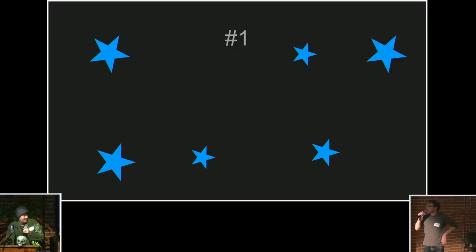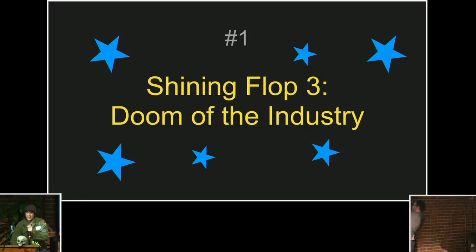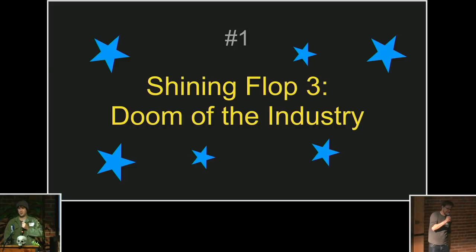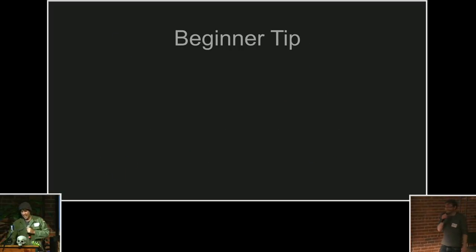Coming in at number 1 is... Hey, can we get a drum roll, please, for number 1? Most anticipated roguelike of 2018. It's Shining Flop 3, Doom of the Industry. Woo, yeah. I guess that one's kind of a bummer for this crowd, but look, I know it might be a little ominous or foreboding, but I promise it's going to be a good one. It's a shining flop. And it's kind of promising that it is the third one. So, obviously, the first two they were wrong. It's like Final Fantasy. Look how long that's been going.